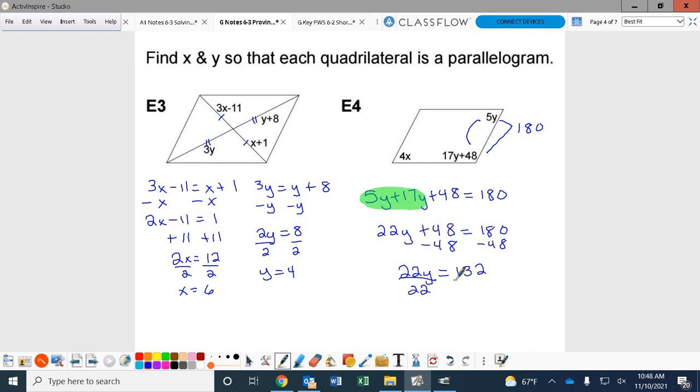What is 132 divided by 22? 6. 6? Even? Just 6? Okay, perfect.